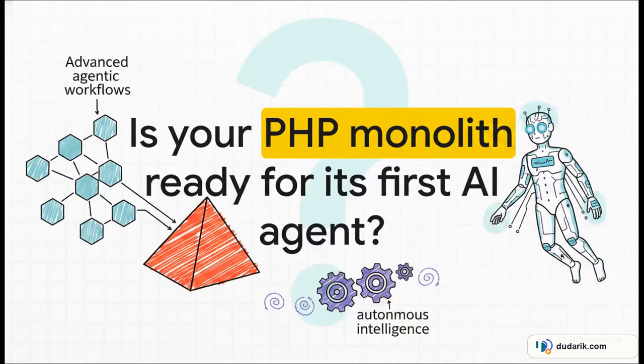Which brings us to our final thought for today. With these tools finally successfully bridging the gap between advanced agentic workflows and legacy PHP codebases, we really have to ask, is your PHP monolith ready for its first AI agent? The capability is finally here, right at your fingertips, and it might just be time to start upgrading those legacy ops with some real autonomous intelligence.